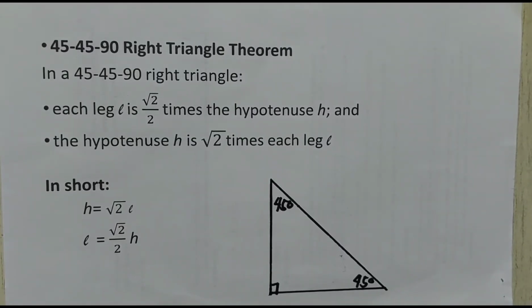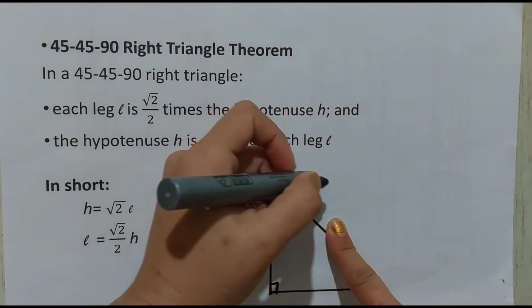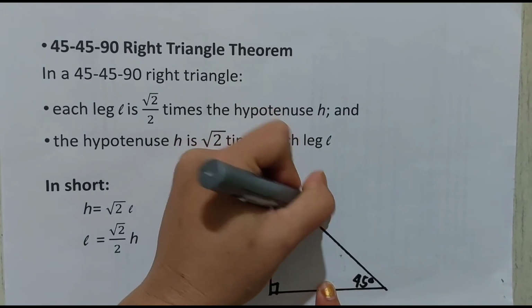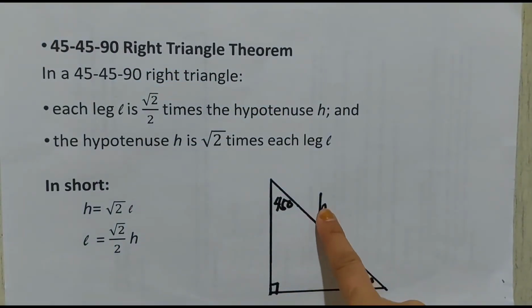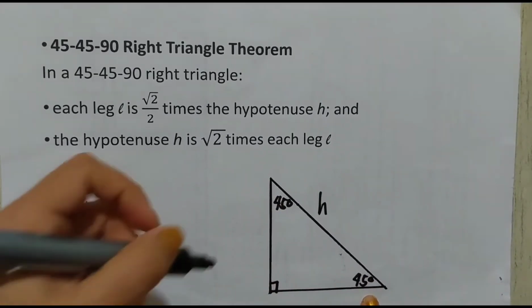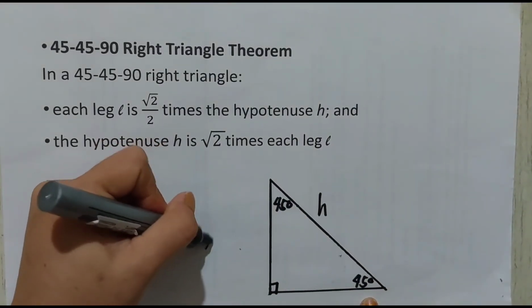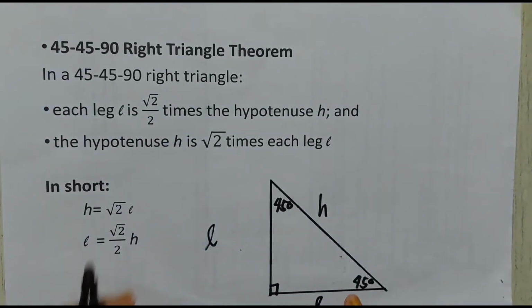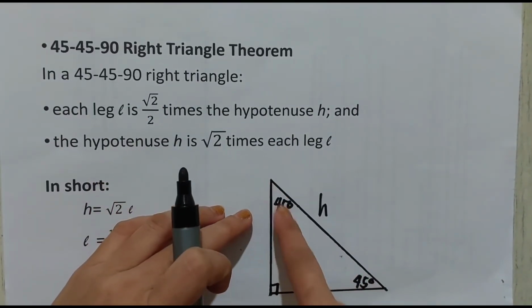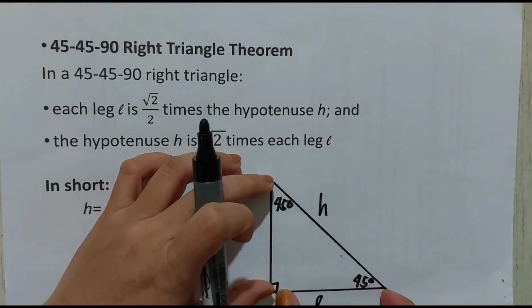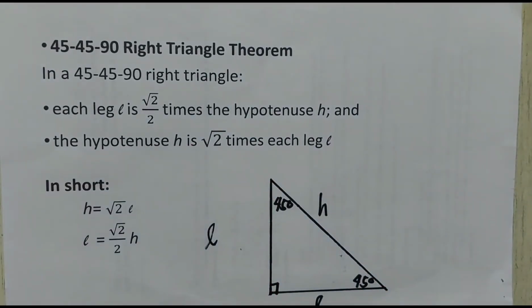Now we have here a 45, 45, 90 degrees right triangle. The side opposite your right angle here is the hypotenuse, represented by letter H. And the two other sides here are the legs. Since they are both 45 and 45, meaning the lengths of the two legs are equal.